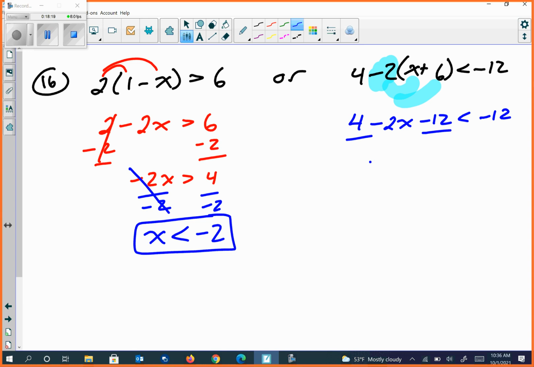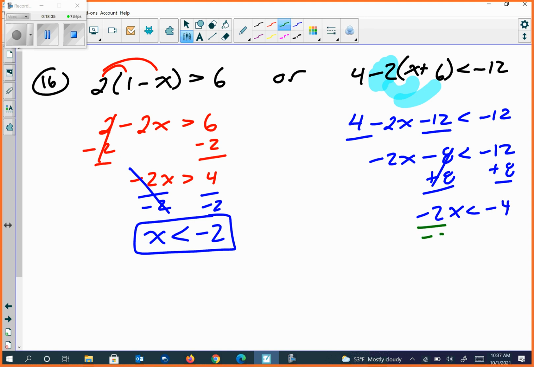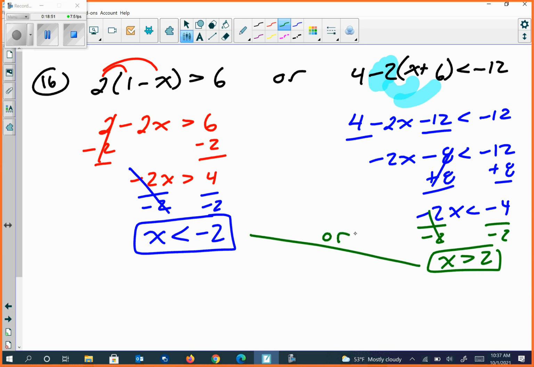These are like terms, so I want to combine those together. So that gives me negative 8. Add 8. Negative 2x is less than negative 4. Divide both sides by negative 2. Sign flips because I divided by a negative. Okay, you don't want to put them back together. So I could put these together, saying having the word or in between them.